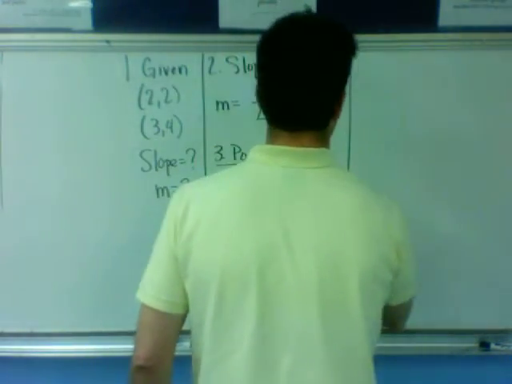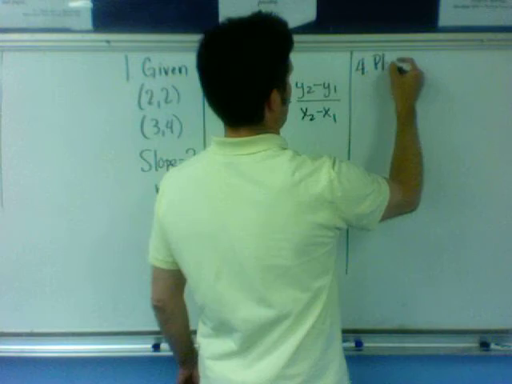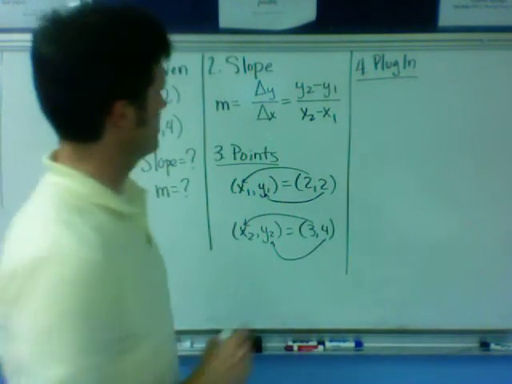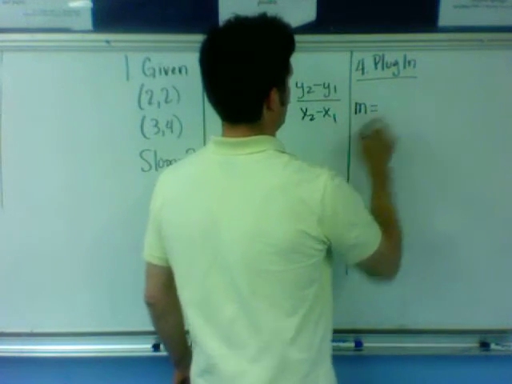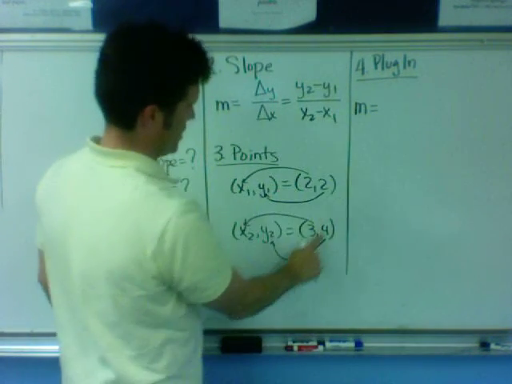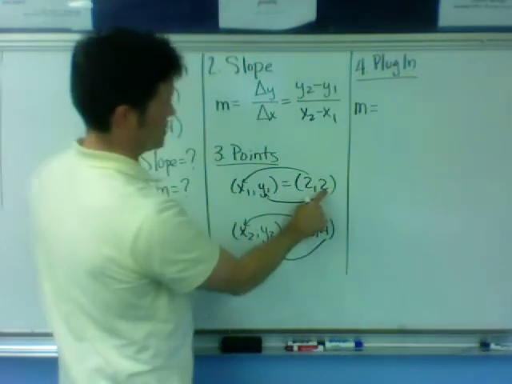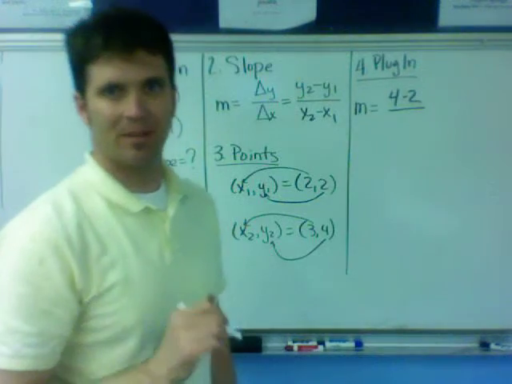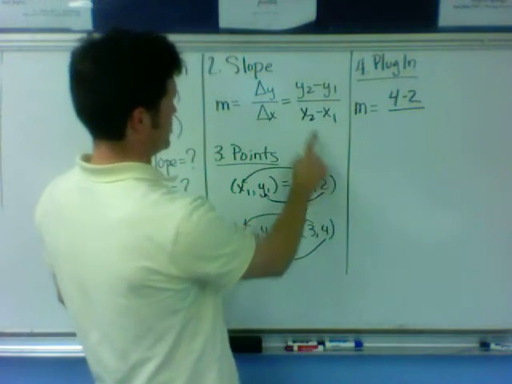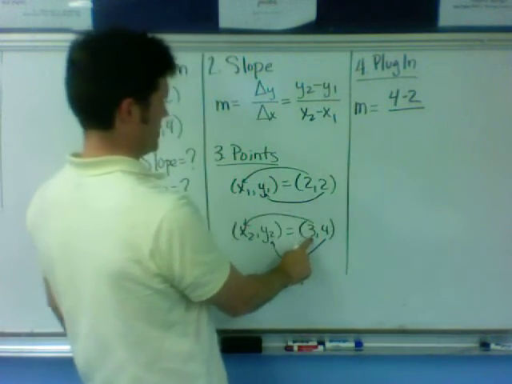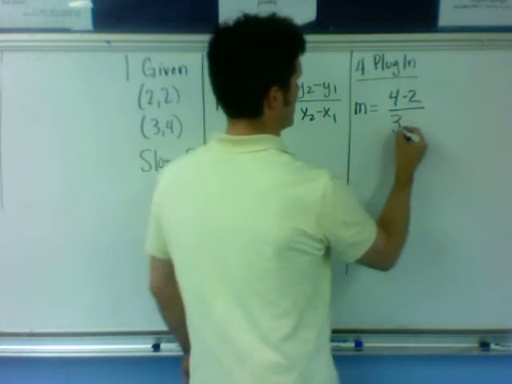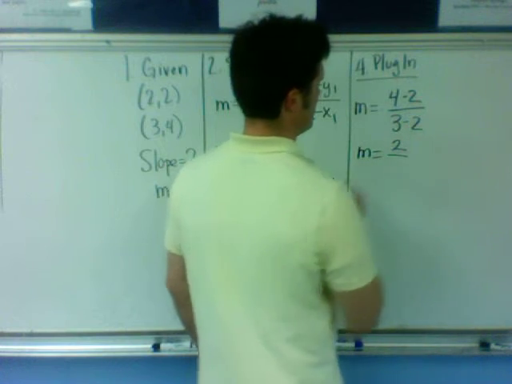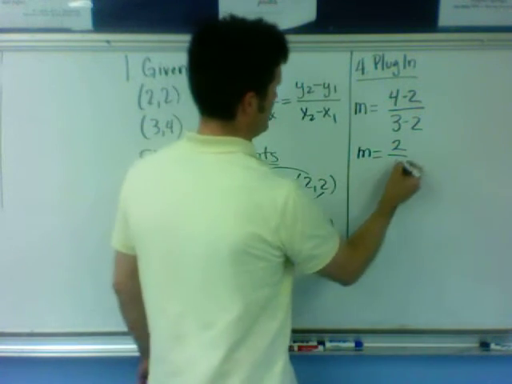So the next step is just to plug them in and do the math. All right, so when we just do the equation, we've got the slope is y2 minus y1, or this 4 minus the 2. That goes in the numerator. The denominator is just the x's, x2 minus x1, so this 3 minus that 2. So I do a little subtraction. 4 minus 2 is 2. 3 minus 2 is 1.